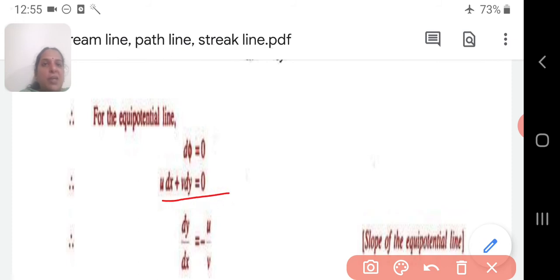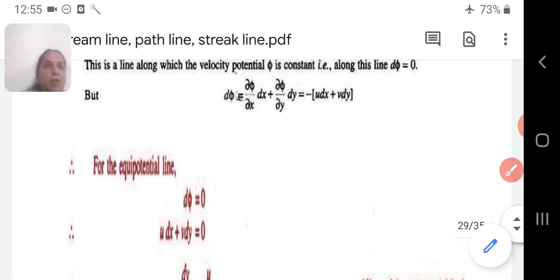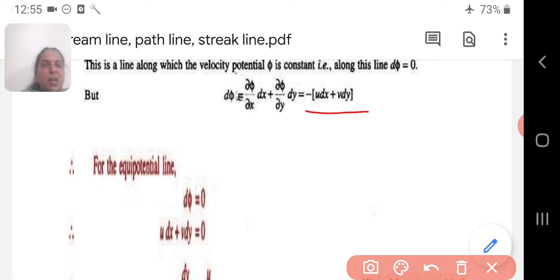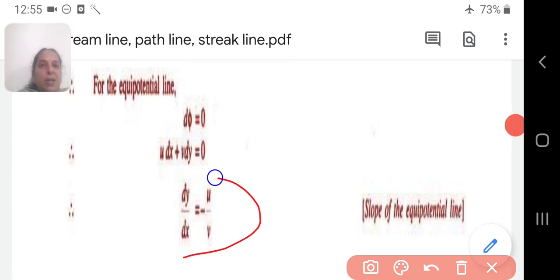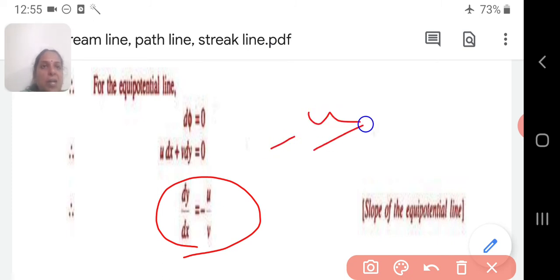So now we equate dφ equal to 0. So this equation, u dx plus v dy, is equal to 0. Need not bother about the minus sign; we are removing it and equating to 0. So u dx plus v dy equal to 0. Now you rearrange this, and you will find dy/dx is equal to minus u/v. Remember, in the case of the equipotential line, dy/dx is minus u/v, and this dy/dx gives the slope of the equipotential line.